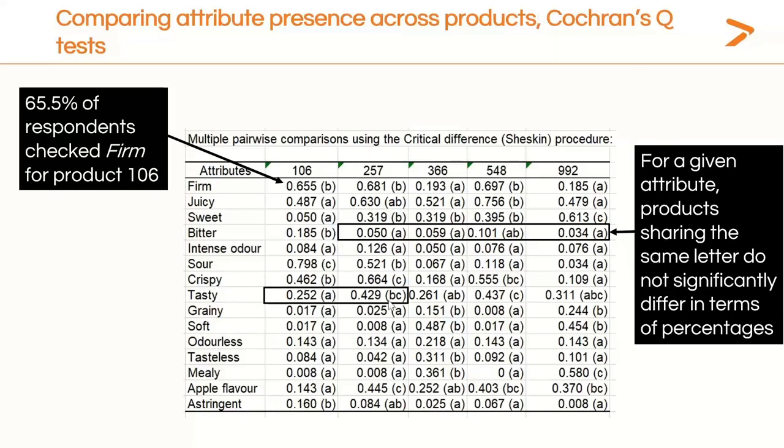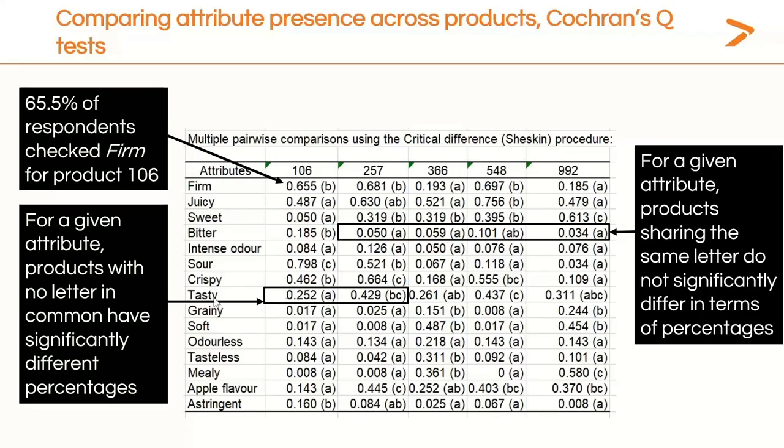While two products not sharing any letter in common are significantly different. This is the case of these two products for the tasty attribute. This means that 257 has a significantly higher tasty attribute than product number 106. They don't have any letter in common. Here we have A, here we have BC.